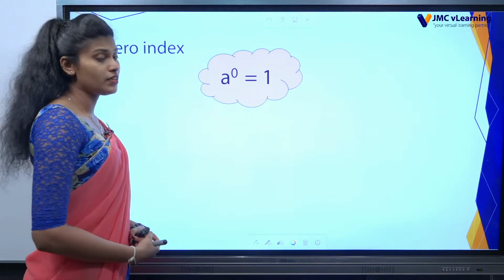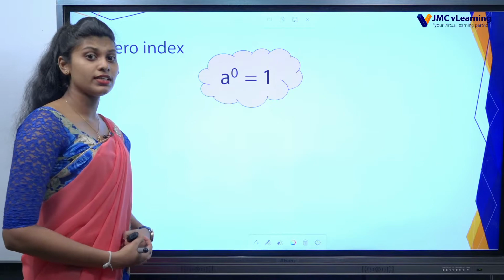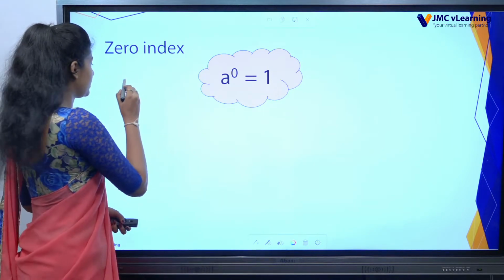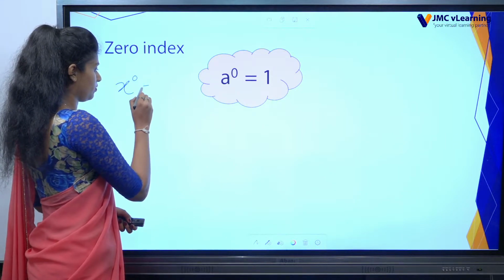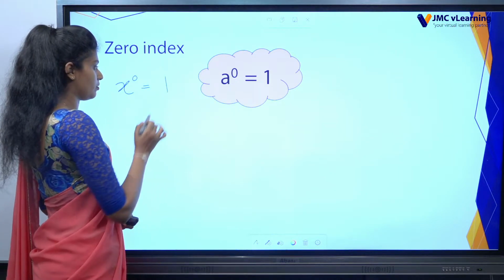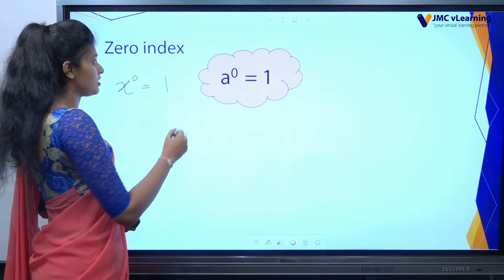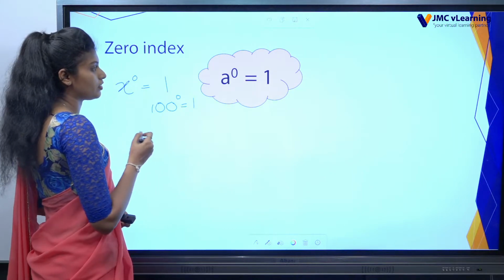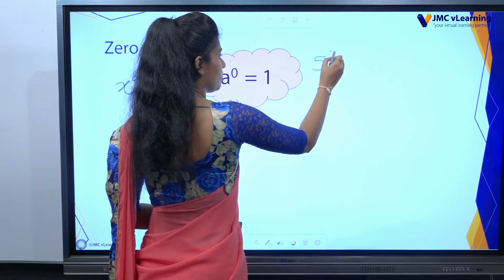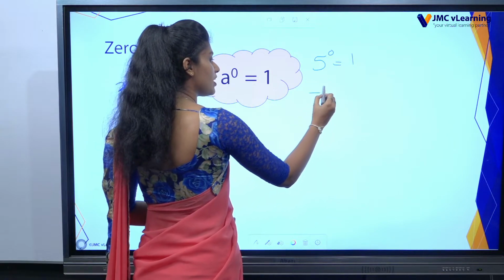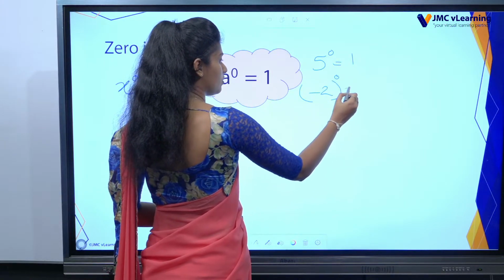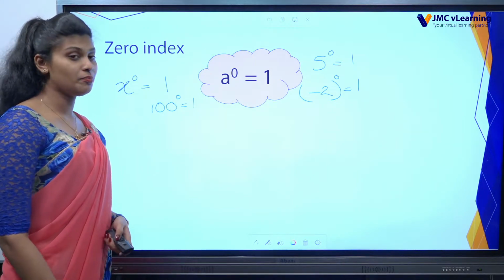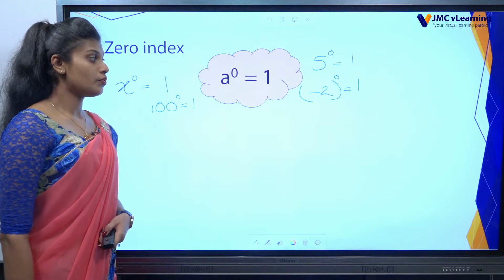When the index is 0 in any base, the answer is 1. Then I am taking x to the power 0. What is the answer? 1. Because the index is 0. Then 100 to the power 0 is also 1. Then 5 to the power 0 is 1. Minus 2 to the power 0 is 1. When the index is equal to 0 in any base, the answer is equal to 1.